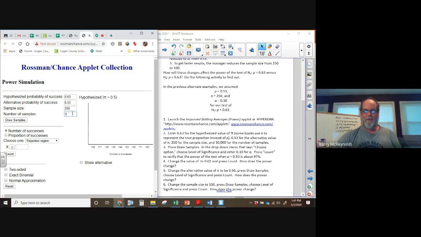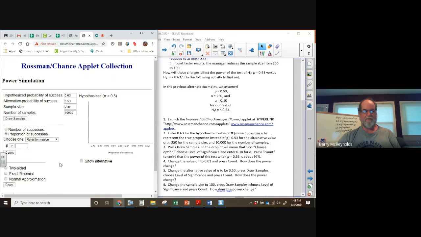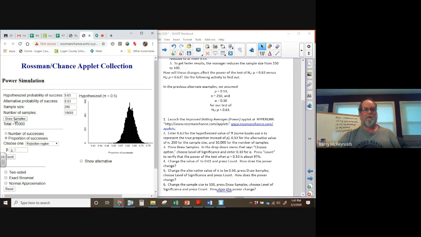The reason I'm going to do this one is so that we can see the difference between choosing a smaller sample size. We're going to see what happens to our graph when we choose a smaller sample size. Okay. So we're going to draw samples, which is right here.